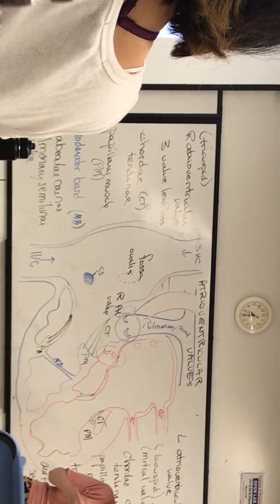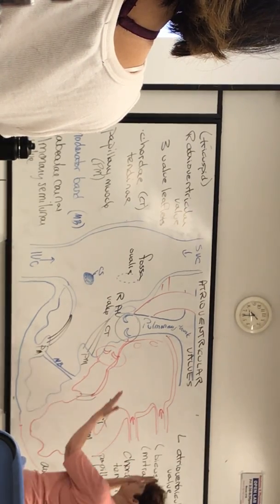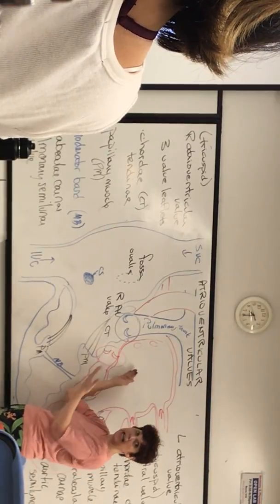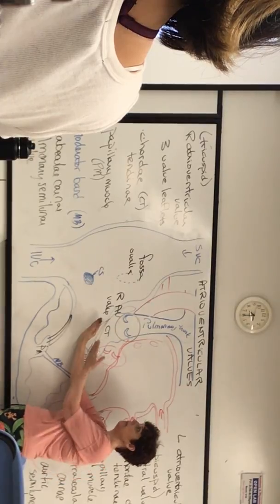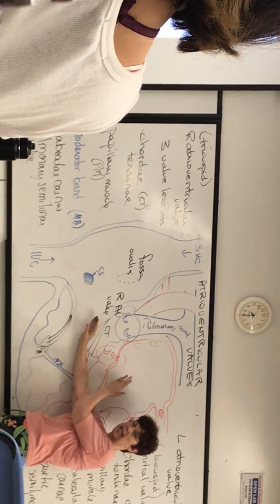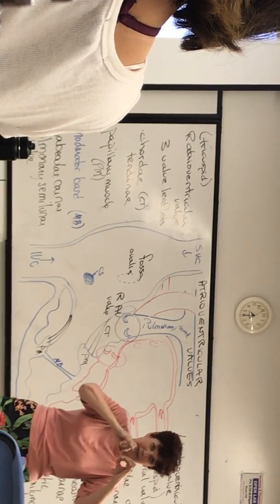Now, next week we'll look at some of the pathologies that can occur. One of them is a switching of these two great vessels. The aorta, instead of coming from the left ventricle, comes from the right. And the pulmonary trunk, instead of coming from the right, comes from the left. In that case, we have completely separate circulatory systems.